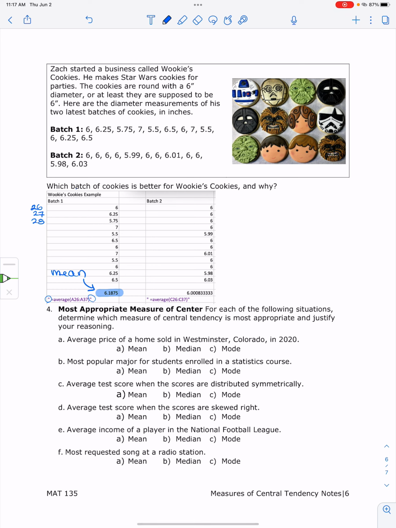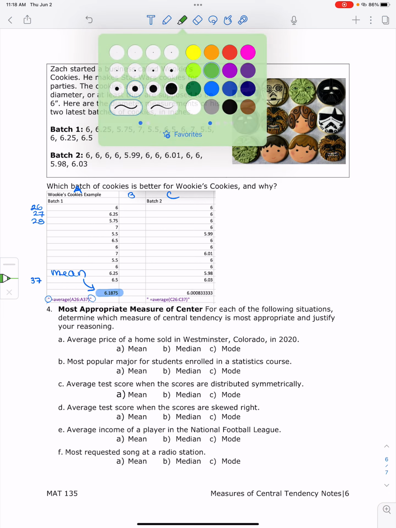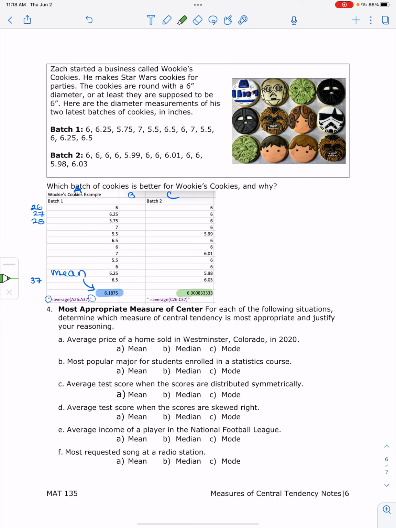I put Wookie cookies, batch 1 in column A. Here's my column B. Here's my column C. Okay, so that A26 to A37 just tells Excel which cells I want Excel to use to find that mean. Again, for mean, we use average in Excel. It does not have a mean command, but you can see the mean of batch 1 is 6.1875. The mean of batch 2 is 6.0008, repeating 3.